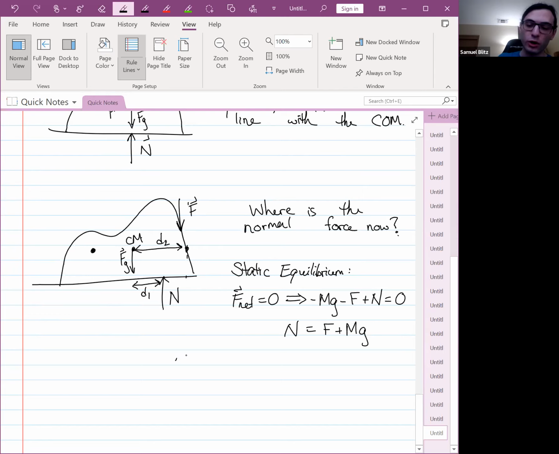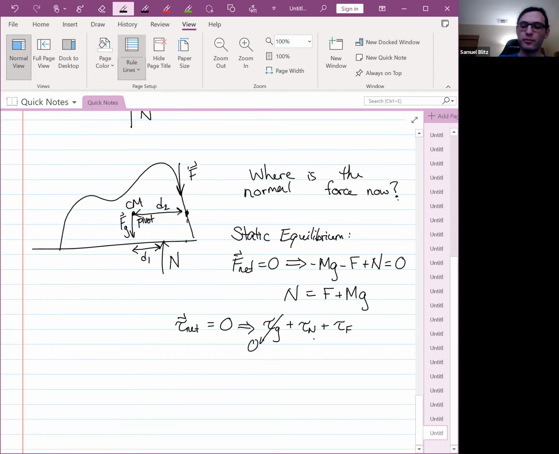And then we have that the net torque is zero. Let's use the center of mass as a pivot point, just because it's easy. If the center of mass is the pivot point, then the gravitational force doesn't contribute any to the torque, because the distance between the pivot point and where the force is applied is zero. R is zero in this case, but I'll write it out anyway. We have the torque due to gravity plus the torque due to the normal force plus the torque due to the applied force F. So the gravity term is zero here.